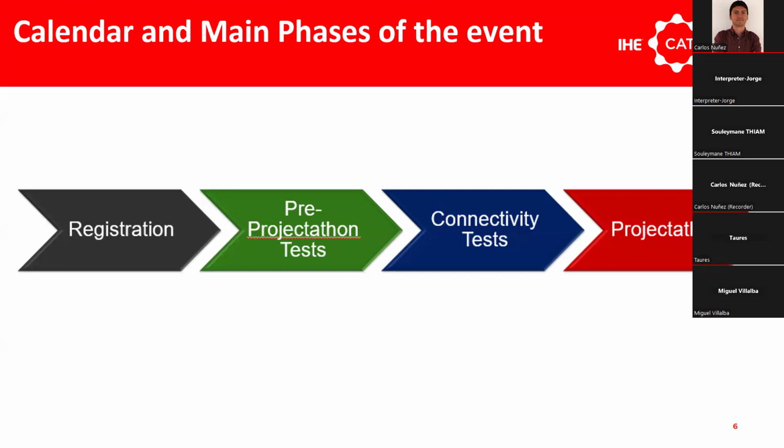If you are not remote, if you are at the event on site, you don't need to perform the connectivity test. So this is the third stage. And the last stage, of course, is the projectathon. You will meet all member states, all countries, all participants, and you will perform some transactions against their systems.